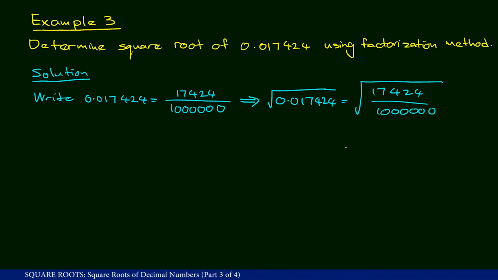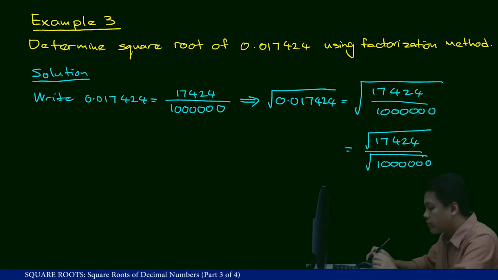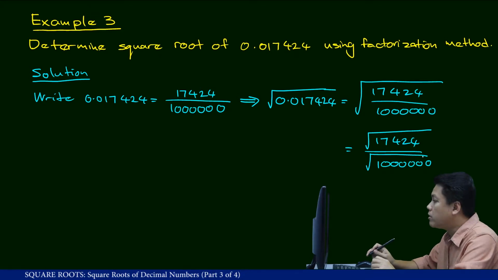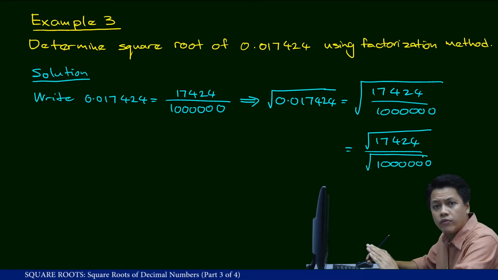Okay, this is in turn equal to the square root of 17,424 over the square root of 1 million. I'm sure you can find the value of the square root of 1 million because that is equal to 1,000. But what about finding the value of the square root of 17,424? This number is very big. I'm not very sure whether any of us remember or are able to memorize the square root of this number. This is such a big number.